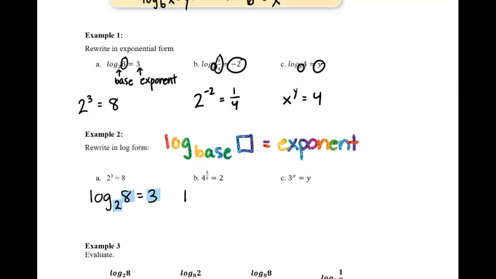For the next one, log, our base is 4, answer's 2, equals 1/2, which is our exponent, and then I'll read it back to myself. Okay, 4 to the 1/2 equals 2, and it does. For the next one, log, our base is 3, our answer, or the other side of the equal sign is really what I mean by answer, is y, equals our exponent, which is x. So then 3 to the x equals y. Good, that's what we started with.